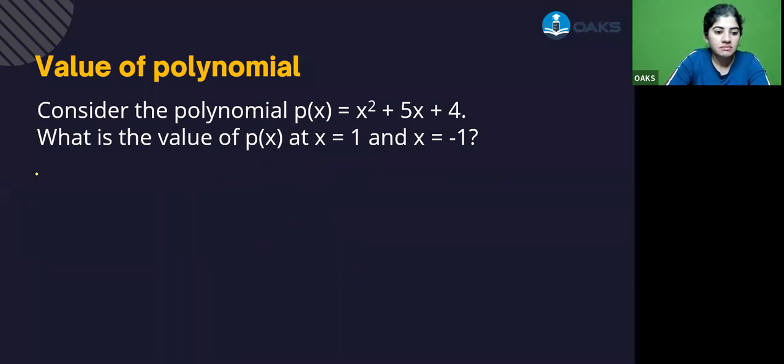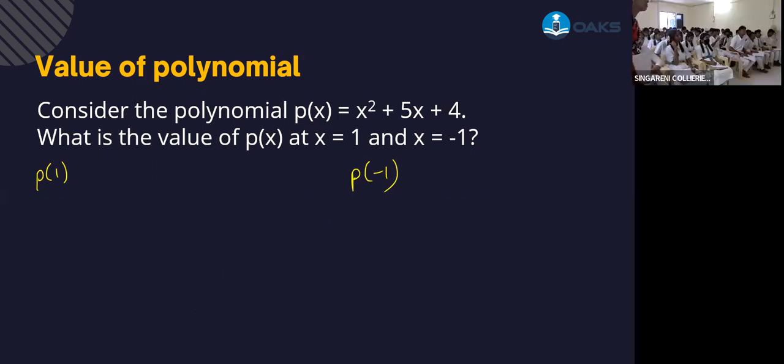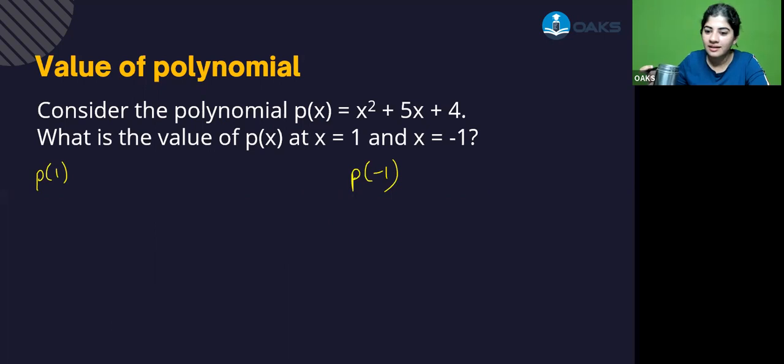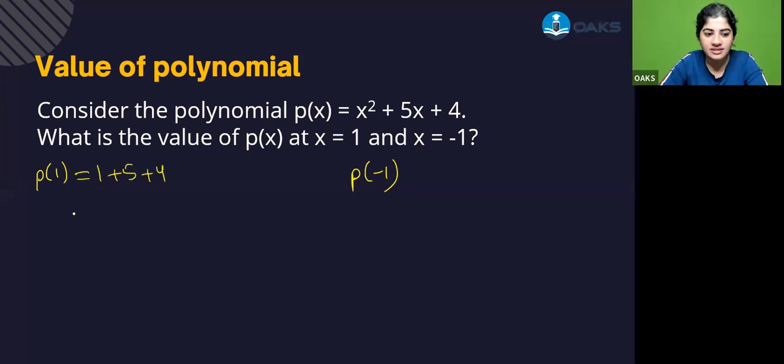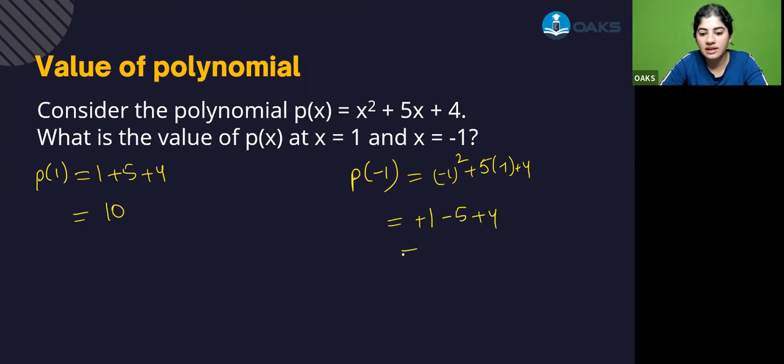Let's see. I want p(1) and I want p(minus 1). 0, madam. Okay, 0. Which one? p(1) or p(minus 1)? Minus 1, madam. Okay, so what is the value of p(1)? 10, madam. Okay. You already solved this and you are taking so much time to say 10. Okay, minus 1 square plus 5 into minus 1 plus 4, which is 1, not minus 1, minus 5 plus 4, and we get 0 here.